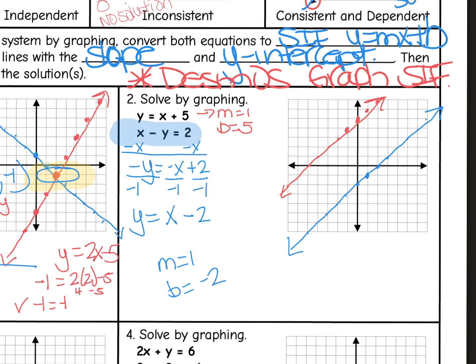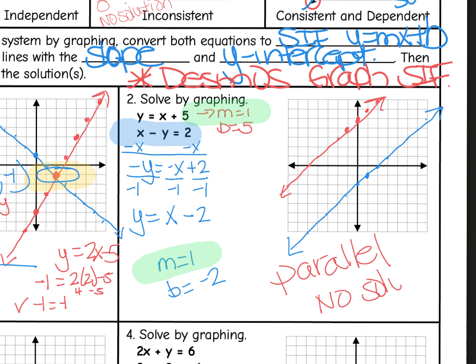Okay. There's not. But hopefully you notice the reason being is look at the slope of both of these lines. My blue line has a slope of 1. My red has a slope of 1, the same slope. So these are parallel lines. Parallel lines will never touch. So there is no solution. Doesn't matter how far I extend this graph, they will never cross, they will never share an x and a y. There is no solution. Try the next one on your own.